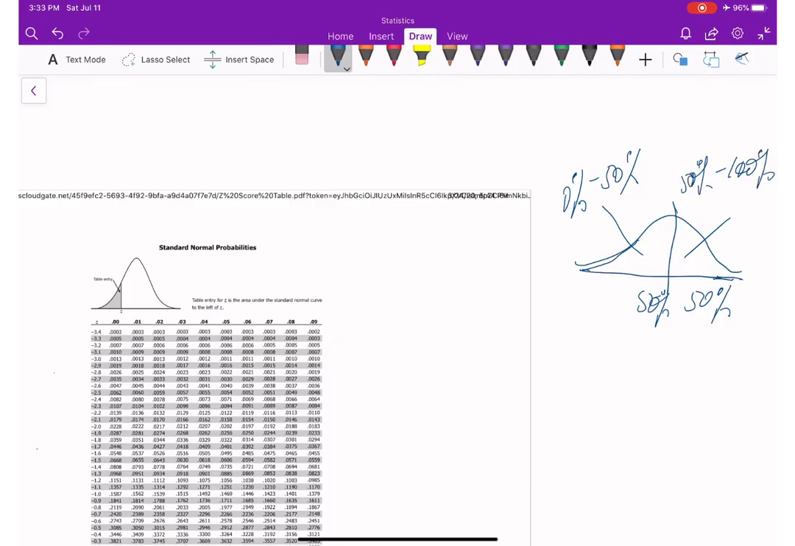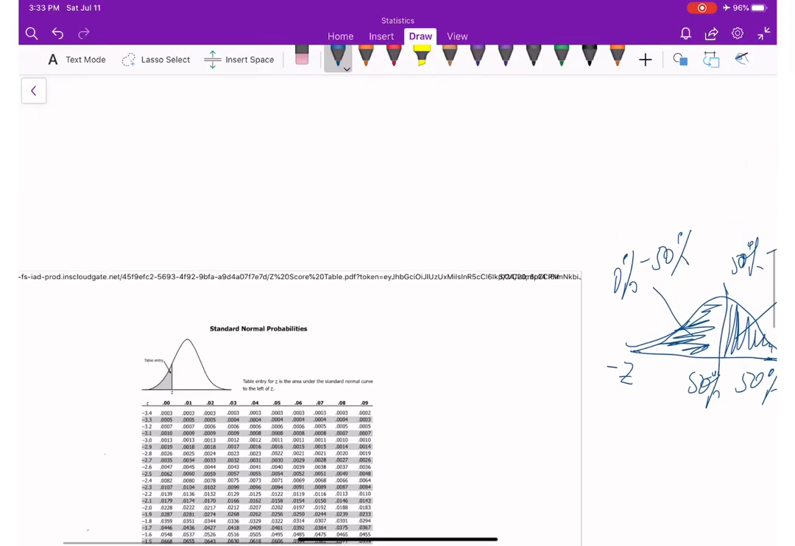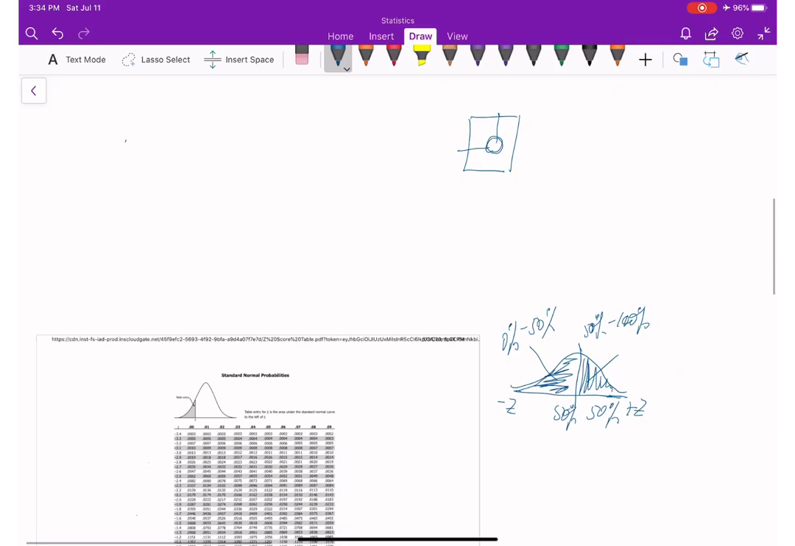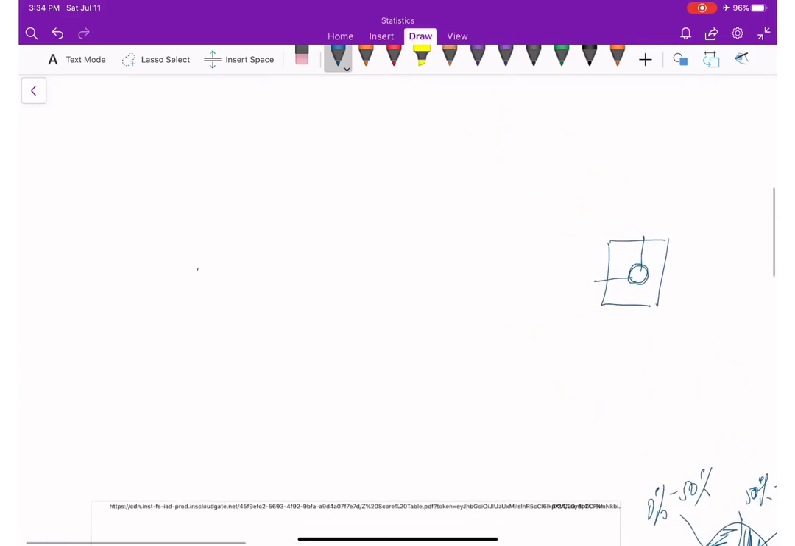Here we have therefore this low area below 50% will be served by negative z-score, and the higher area is going to be served by z-score that is positive. Okay, all right, so let's start working.